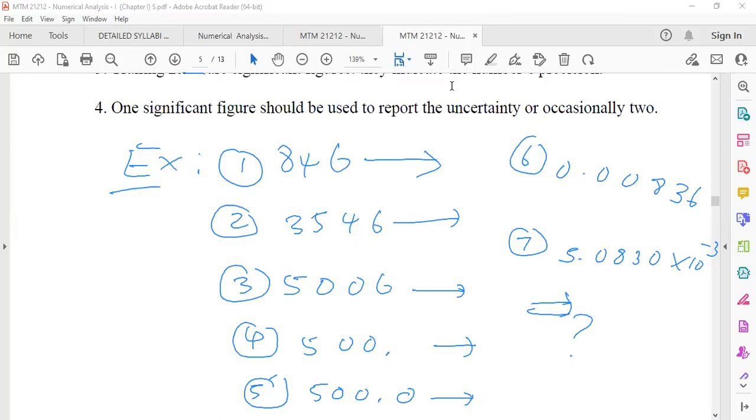Getting only one answer. Can you type it in one line and send me? One is what, two is what, like that. Type in one line. So let me check.